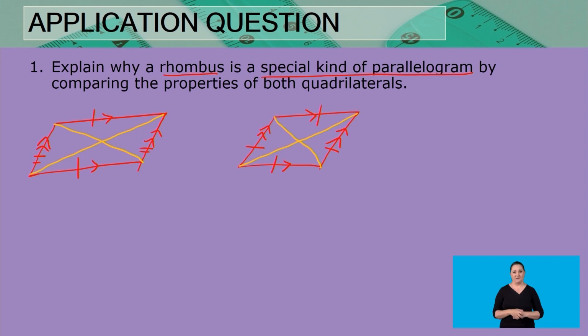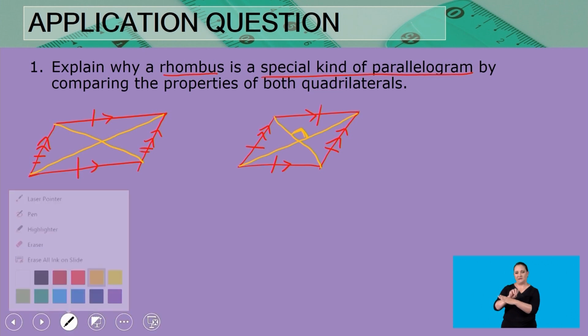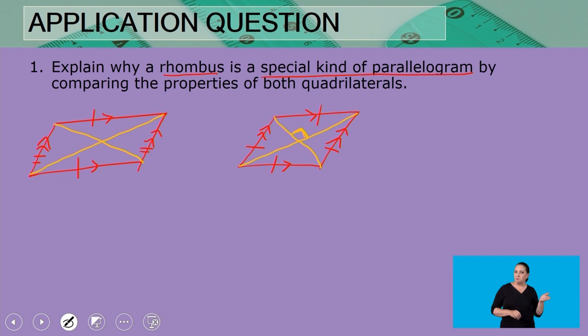But now what makes the diagonals of a rhombus special? It's because they bisect each other at 90 degrees. So they bisect each other at 90 degrees. With a parallelogram, the diagonals are not perpendicular, but with a rhombus, the diagonals are perpendicular.